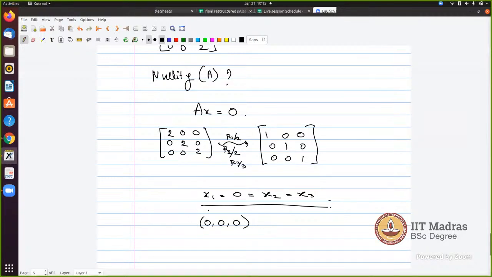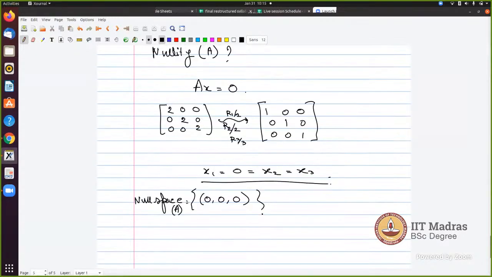So the number of independent variables is your nullity. So there is no independent variable. That means nullity is 0, right? So this is your null space. So that means for the scalar matrices, the trivial solution is the only solution that we can get. Exactly, trivial solution is the only solution.